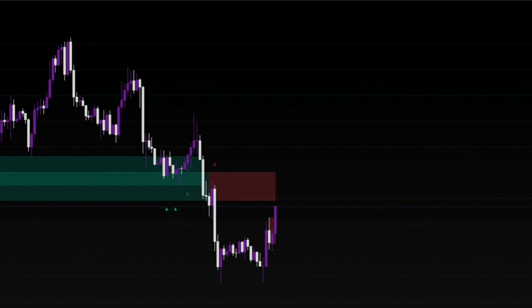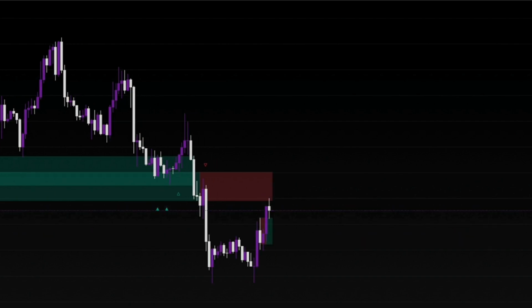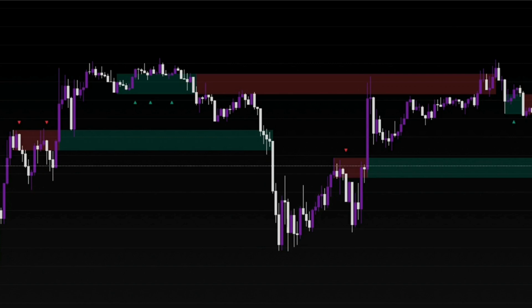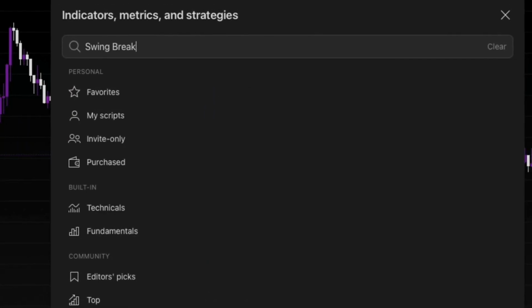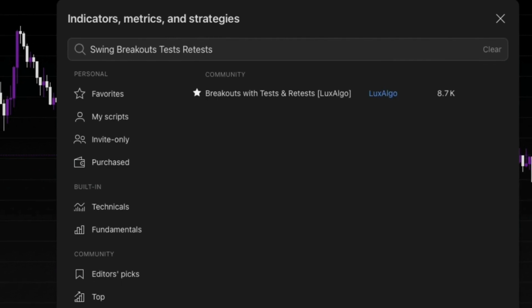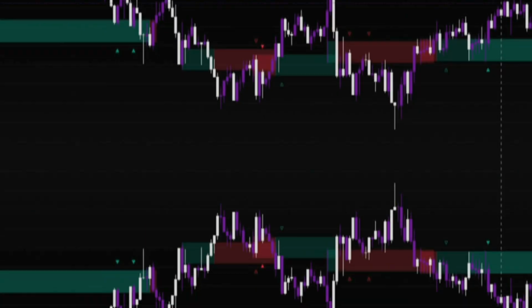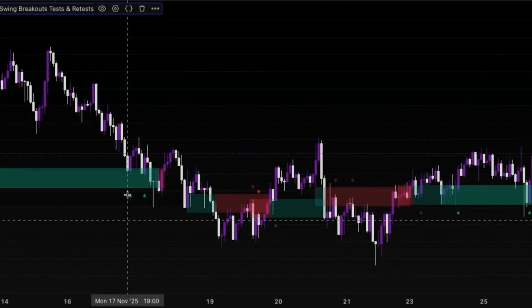After every breakout, the market almost always returns to retest the level. The indicator tracks these retests and marks them visually using colored zones and labels. Green zones show bullish opportunities, red zones show bearish ones. The name of the indicator is Swing Breakouts, Tests and Retests by LuxAlgo on TradingView. Once you apply it, you'll see a few settings that help fine-tune your chart.